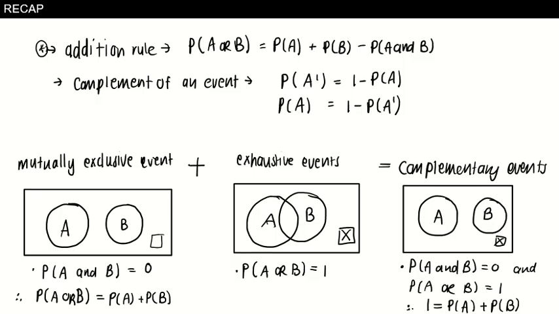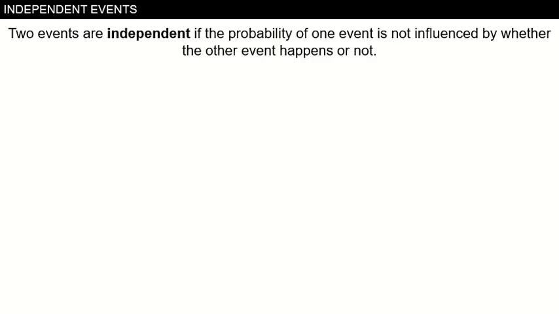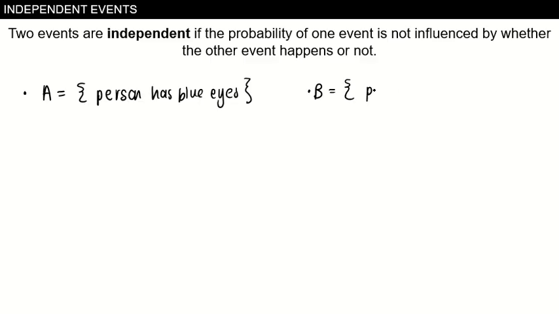Now we're focusing on independent events. Let's give ourselves 3 types of events. So we get A, which is a person has blue eyes. So event A is the probability that all the people that I interviewed, and it includes all the people with blue eyes. Event B is a person younger than 10 years old.